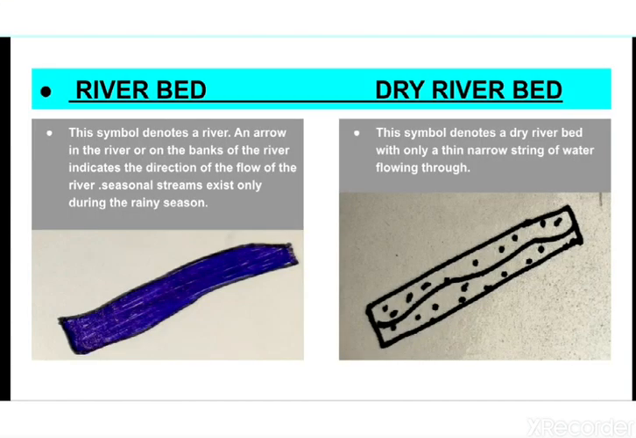Then next one, number 4, the last one, riverbed and dry riverbed. So in the riverbed you will write, these symbols denote a river, an arrow in the river or on the banks of the river indicates the direction of the flow of the river. Seasonal streams exist only during the rainy season. And in the dry riverbed you will write, this symbol denotes a dry riverbed with only a thin narrow string of water flowing through. These two symbols also need to be mentioned. So these are all the question answers from your first chapter. Okay, you need to write in your copy.